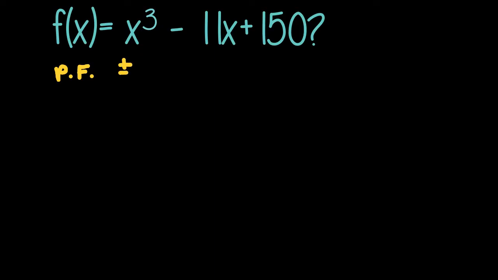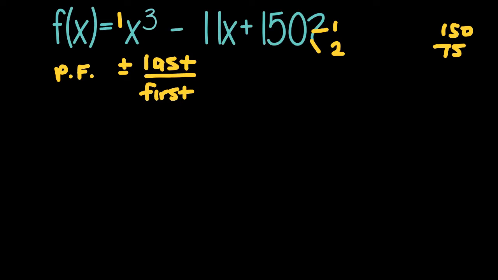So my possible factors are plus and minus the last over the first. The first is just 1 because whatever's in front of that x to the third is just 1. That 150 means we're going to have a big amount of factors. So I know that there's 1 and 150. I know it's 2 and 75. I would see if 3 goes into it. The trick there is add up your digits and see if they add up to a multiple of 3. 1 plus 5 is 6. That is divisible by 3. So 3 goes in 50 times.